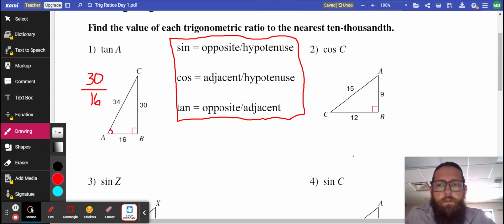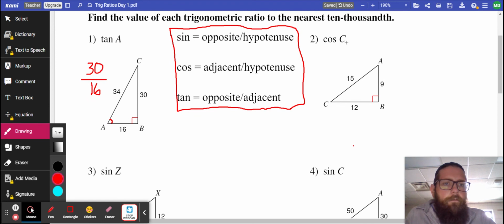And I'll work through one more problem. Number two, the cosine of C. First thing we note is that we're referencing the angle C in this problem, so I'll put a little mark down there. Opposite is 9, adjacent is 12, and hypotenuse is 15.